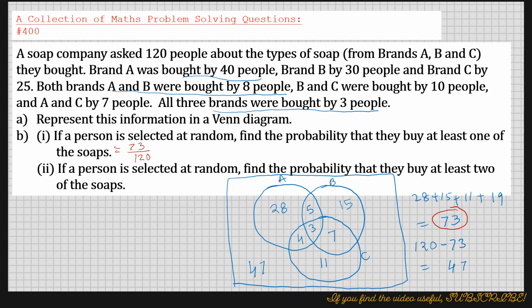And for the next part, if a person is selected at random, find the probability that they buy at least two soaps. The people who buy at least two soaps are these people, so that's the 5, the 3 and the 4. At least two, so it could even be more than two, so we include the 3 and also the 7.